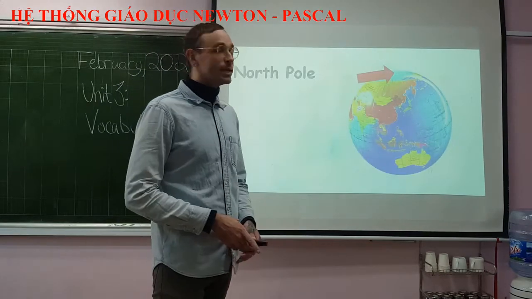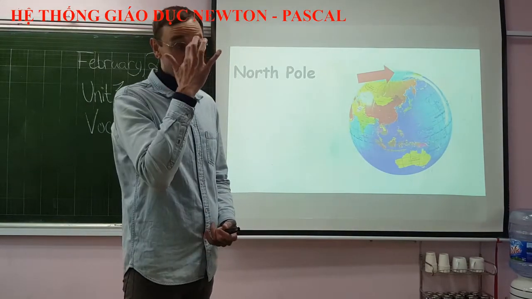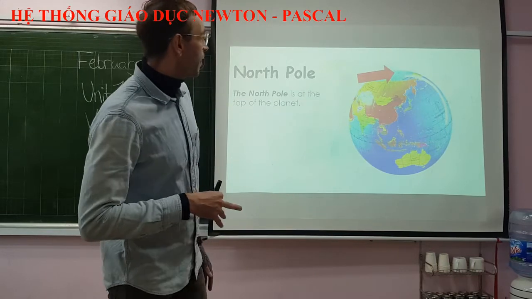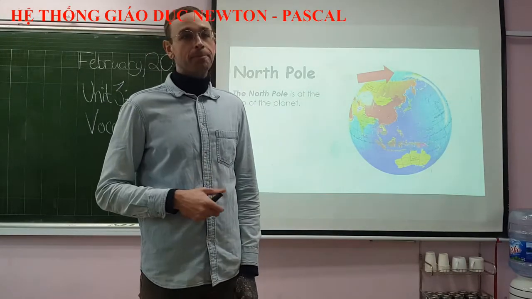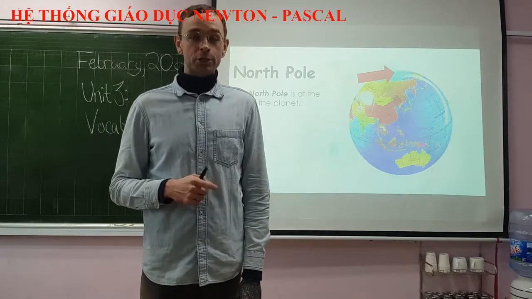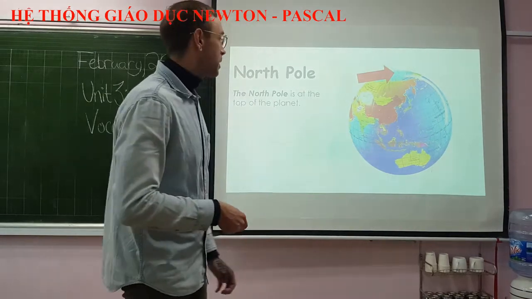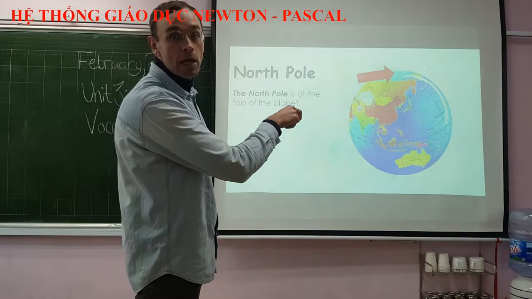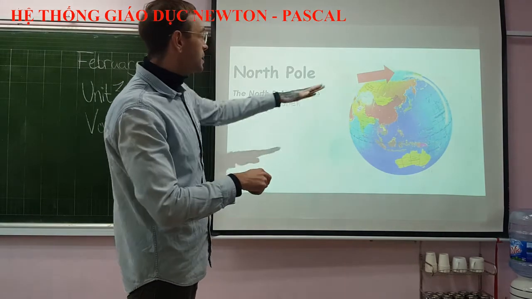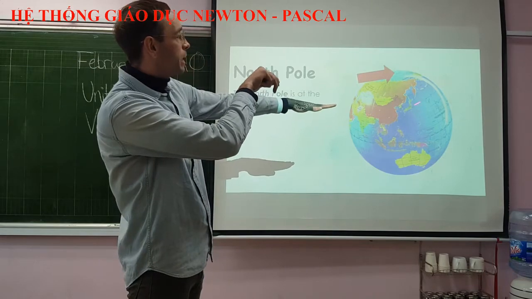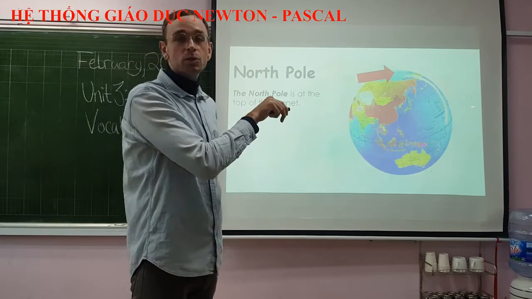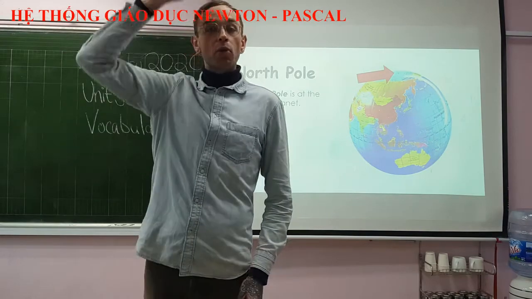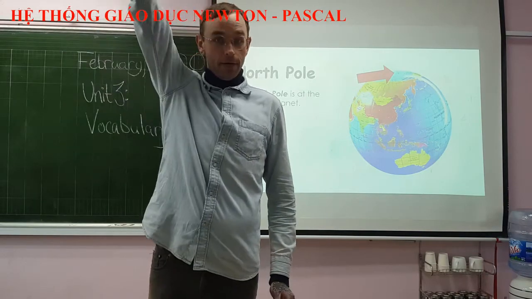Our next word is the North Pole. Okay? So, the North Pole is at the top of the planet, or what we think to be the top of the planet. So, we live in what's called the Northern Hemisphere. The Northern Hemisphere is the top half of the planet Earth. And because we live in the Northern Hemisphere, it seems like the North Pole is above us.